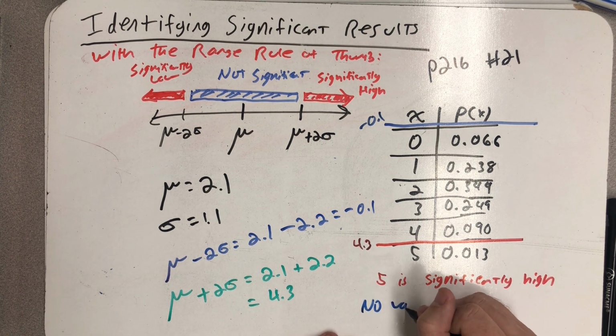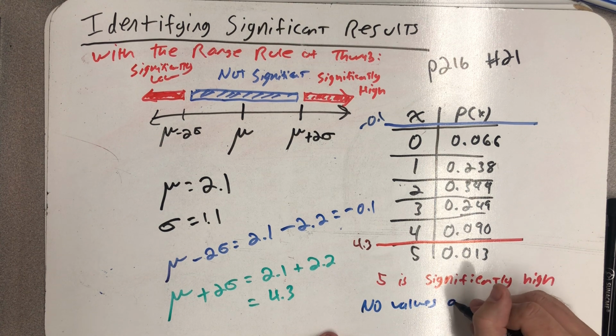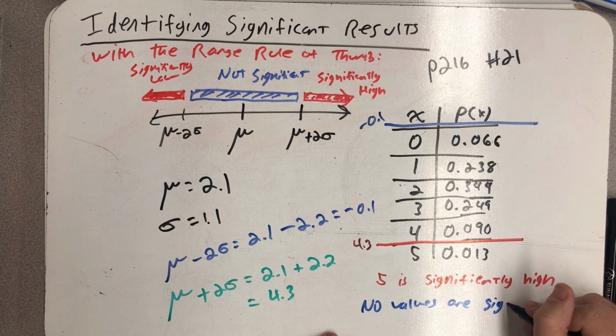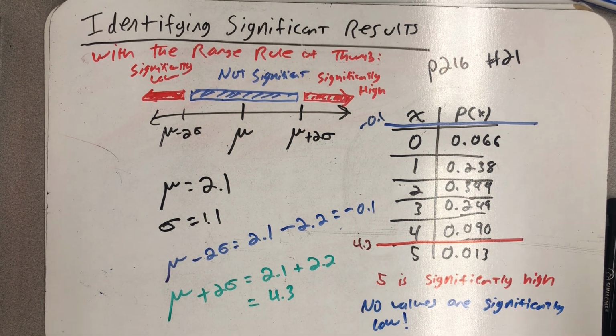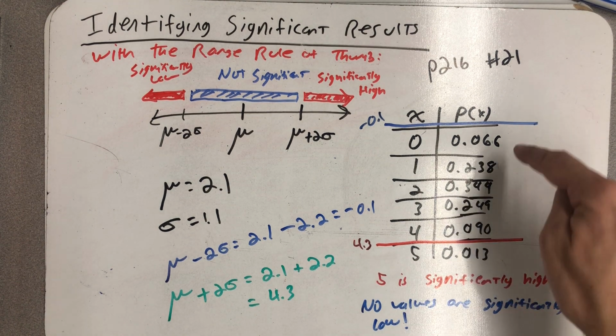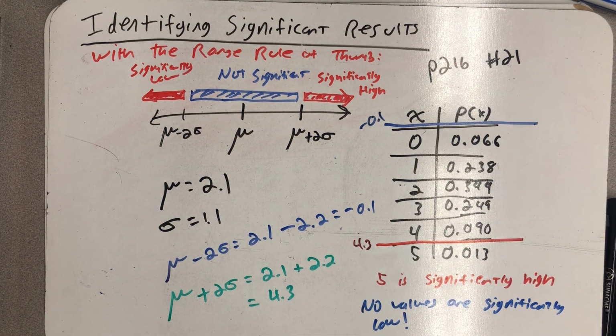No values are significantly low. All right, so we've identified one significantly high value, no significantly low values. That said, these probabilities are very concerning to me. I want this one to be much higher. You should not text while driving.